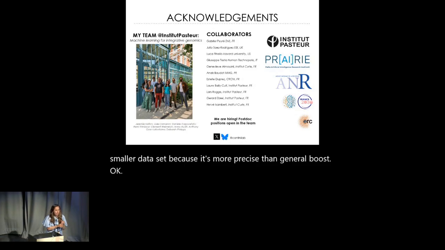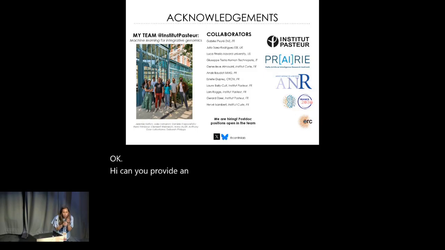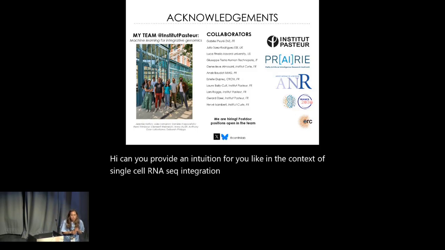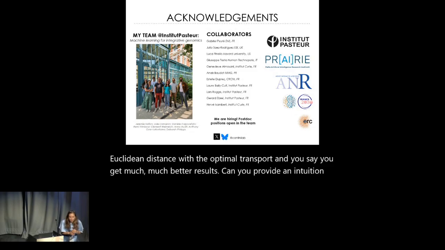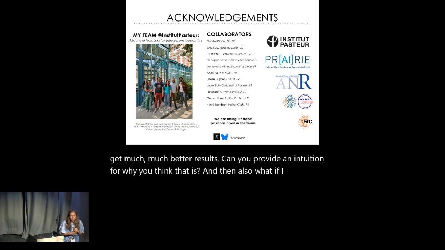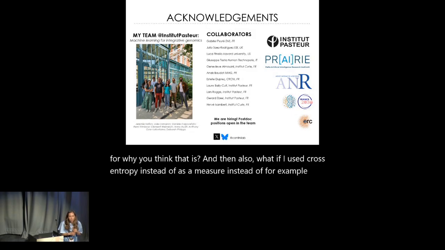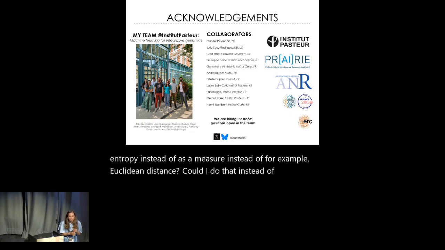Hi. Can you provide an intuition, in the context of single cell RNA-seq integration, where you're replacing the Euclidean distance with the optimal transport, and you say you get much better results? Can you provide an intuition for why you think that is? And also, what if I used cross entropy as a measure instead of, for example, Euclidean distance? Could I do that instead of the optimal transport computations?